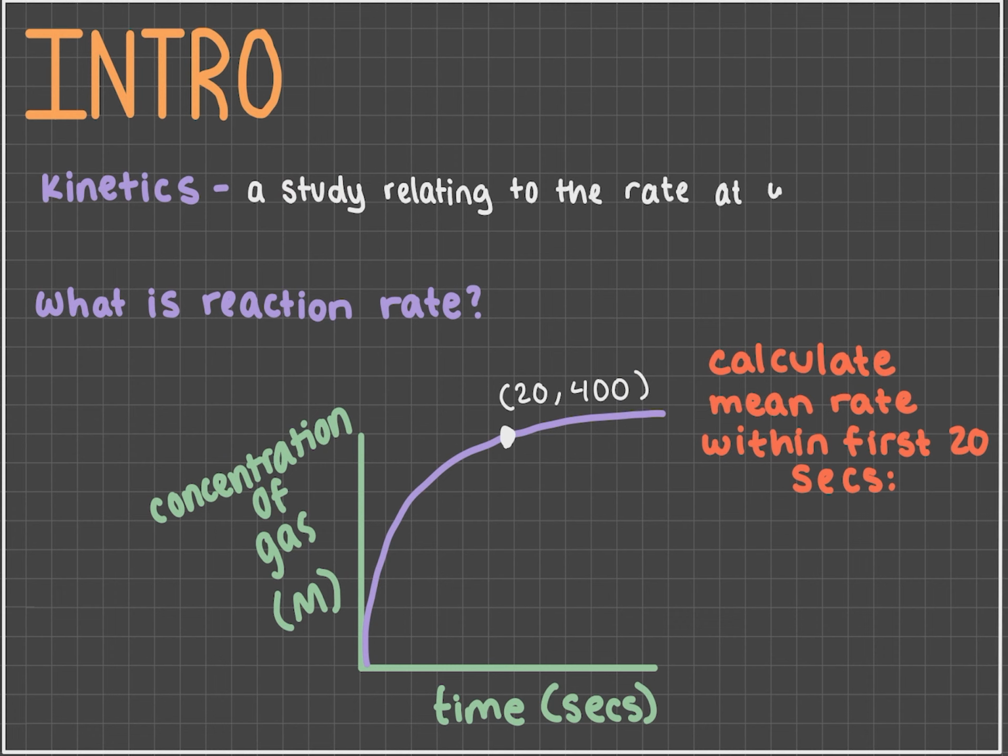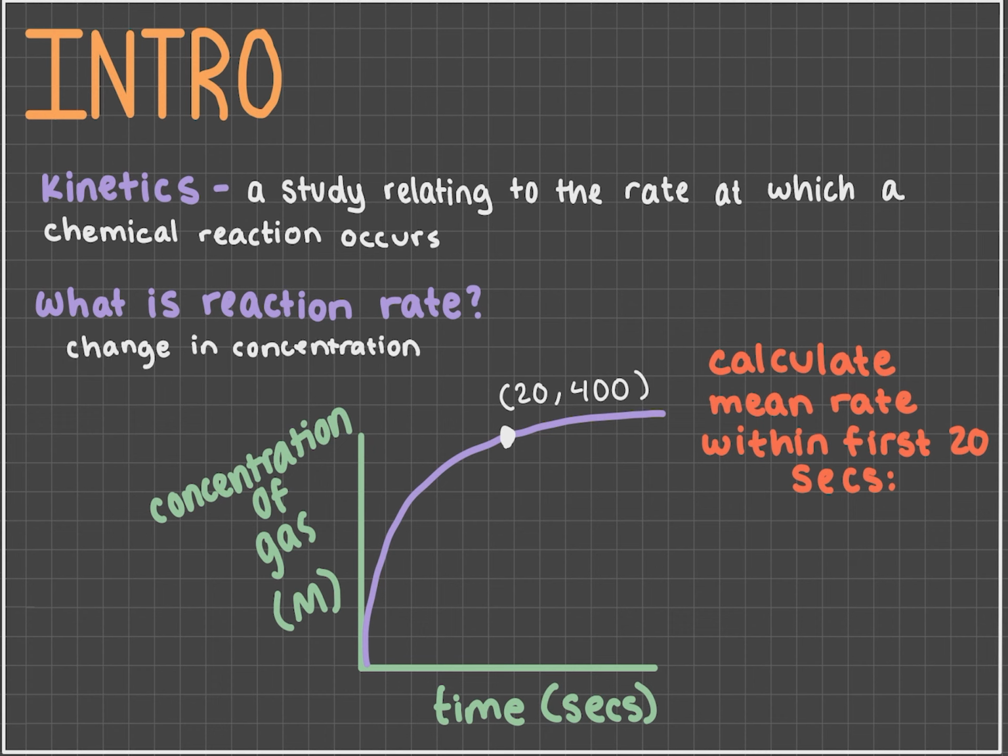The study of kinetics relates to the rate at which a chemical reaction occurs. This reaction rate can be expressed as the change in concentration over time. Let's look at a graph to put these definitions into context. On the x-axis of this graph, we have time, which is measured in seconds, and on the y-axis, we have the concentration of some gas, and the units for that is molarity.